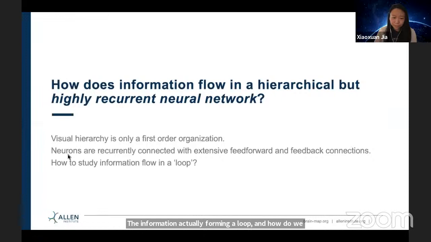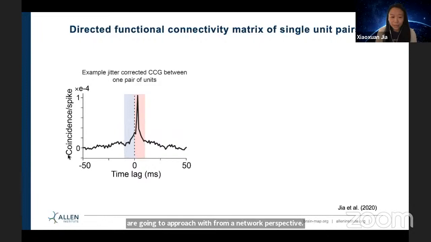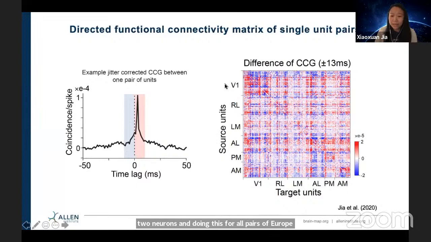We are going to approach this from a network perspective. As I introduced, the CCG can reflect not only connection strength, but also directionality. So we can calculate the difference of the CCG before and after zero time lag to create one single number as a directed weight between two neurons. Doing this for all pairs of simultaneously recorded neurons, we can create an adjacency matrix where each entry represents the connection strength and directionality. Basically, when the weight is positive, that means the source unit is leading the activity of the target unit.